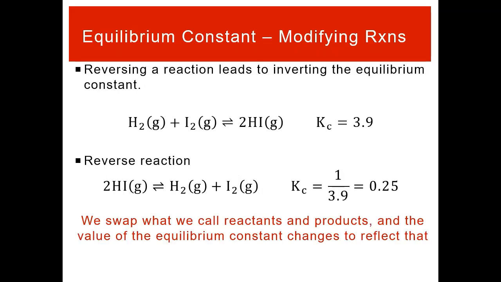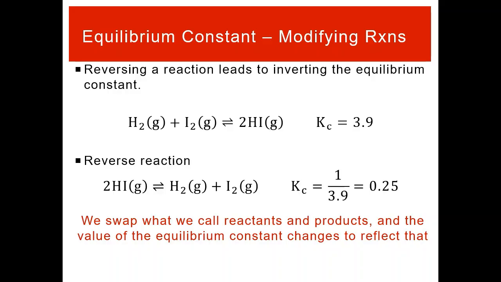So the most common way, or kind of the most intuitive way, we can change a reaction is we can reverse the direction that we see it in. So for example, H2 plus I2 gives you 2HI. The equilibrium constant for that is 3.9. So that is reflecting a slightly product-favored equilibrium. Kc is greater than 1.